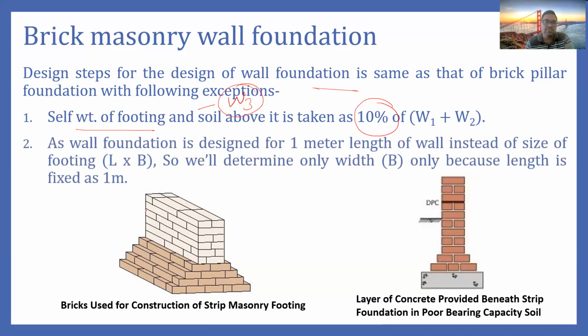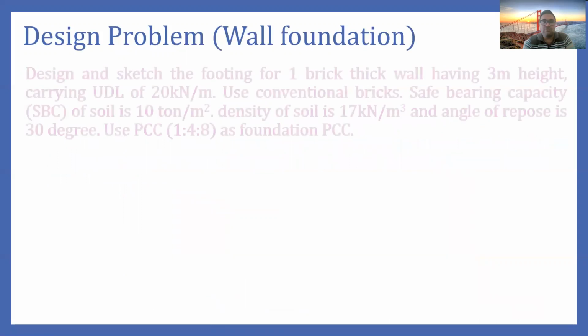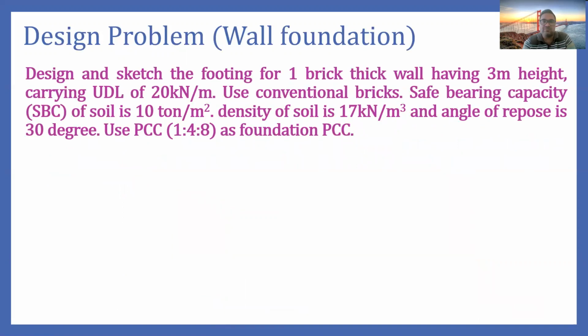The second change is that wall foundation is designed for 1 meter length of wall instead of the size of footing. Here, if we consider the size of footing as L by B, then L will always be known, which is unit meter length or 1 meter. So here we are required to find out only the B value. I have discussed this in the previous slide also. So that is the second exception in this process. Other steps are the same.